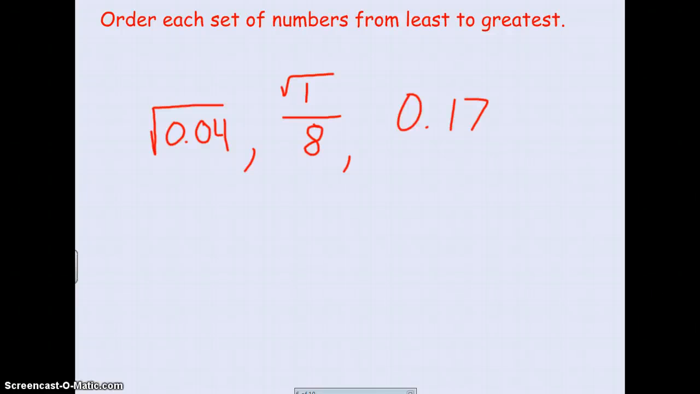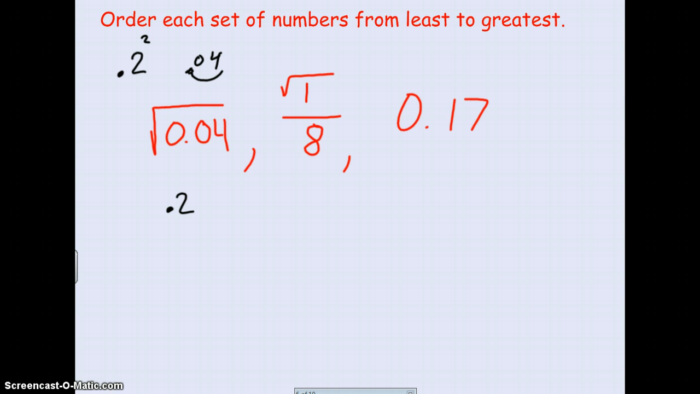In this one, we're asked to order each set of numbers from least to greatest. In this first example, I know the square root of 4 is 2. So I need to try and determine what this is. Obviously, 2 times 2 is 4. That doesn't work. 2/10 to the second would be 4, and then I need to move the decimal place 2 spots. So in this case, the square root of 4/100 is 2/10. So that's the decimal equivalent.